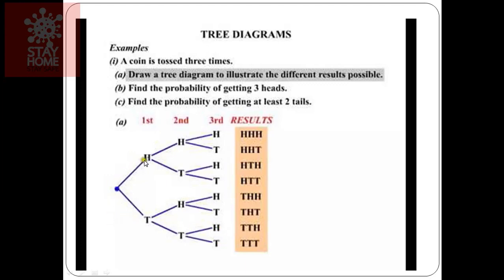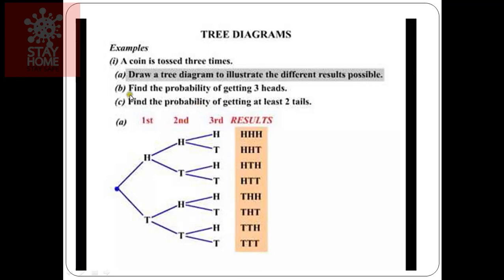Okay, now what are the results? Head, head, head, 3 heads. Then head, head, tail. Then head, tail, head. Then head, tail, tail. After that, the results: tail, head, head; tail, head, tail; then tail, tail, head; and tail, tail, tail. These are the sample space or all the possible results.